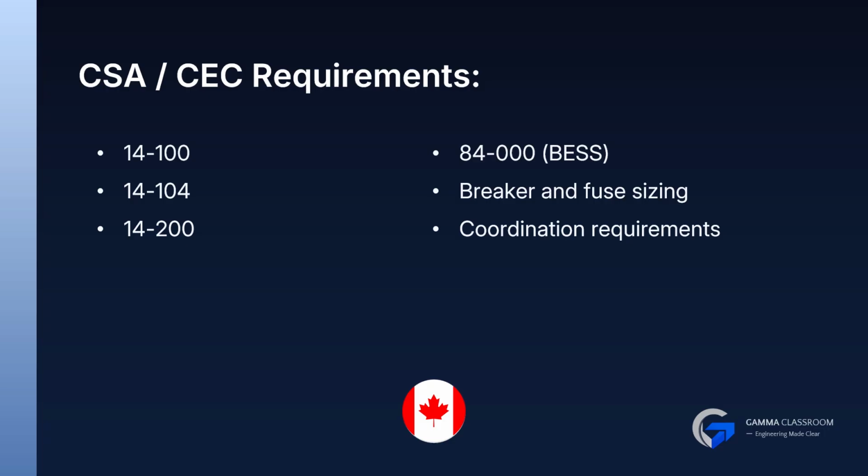For Canadian projects, CEC rules apply. Section 14 covers protection devices. Section 84 covers interconnection. These rules define breaker sizing, fuse selection, and coordination requirements. Canadian utilities also have strict protection standards.